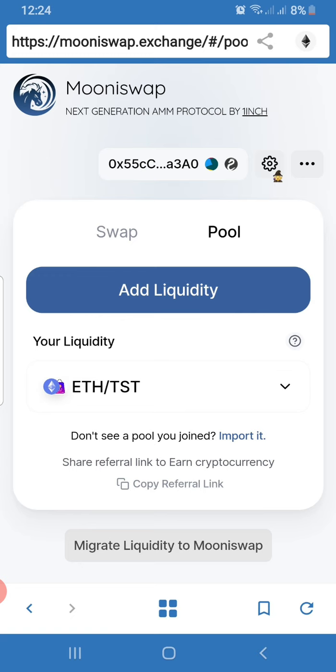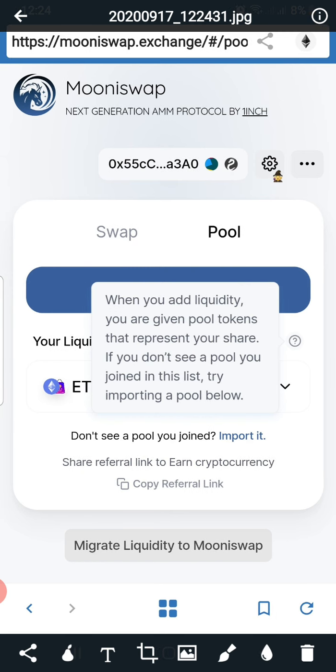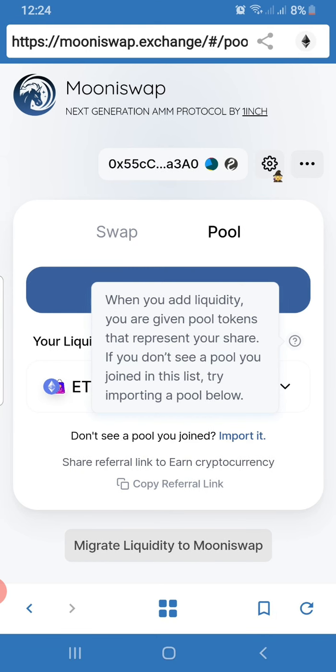So in this case now, I've already invested in the liquidity pool of TST, and you can see here what it says: when you add liquidity, you are given pool tokens that represent your share. I've already shown you guys my own pool share in the first video I did about this. If you don't see a pool you joined in this list, try importing a pool below by clicking import it.